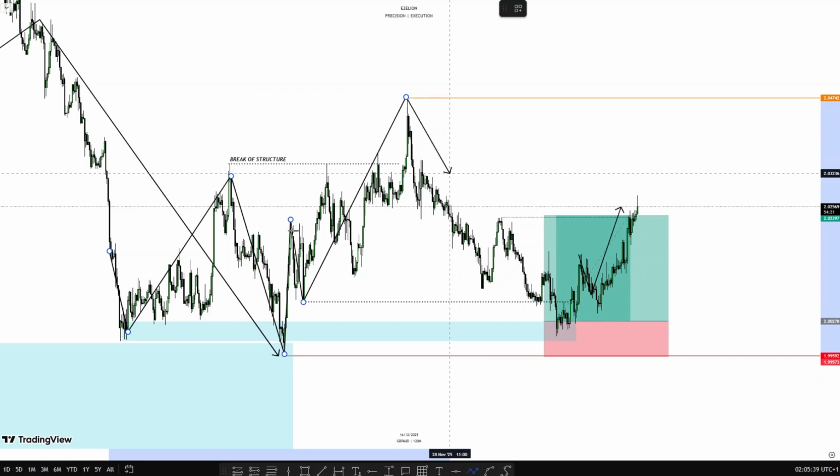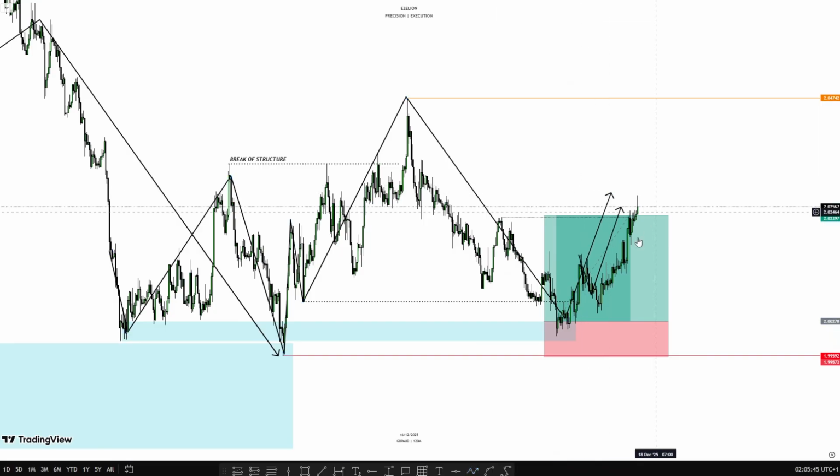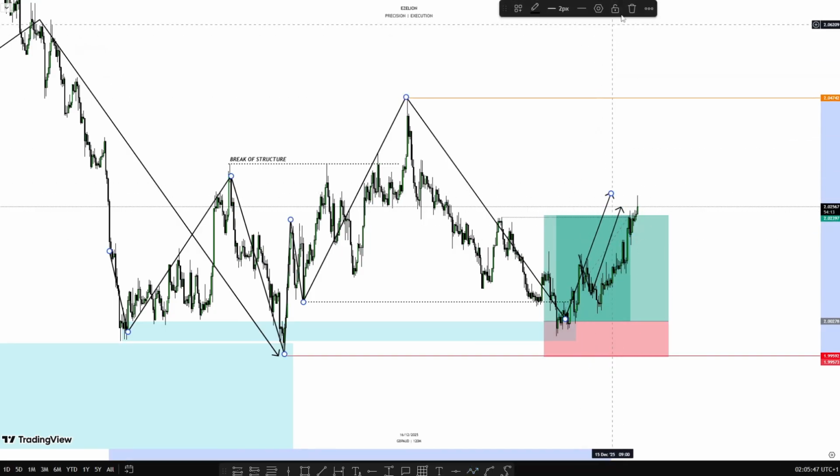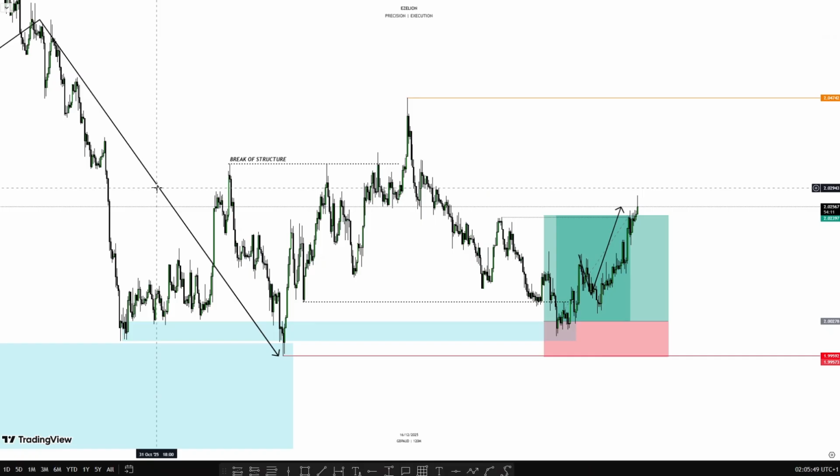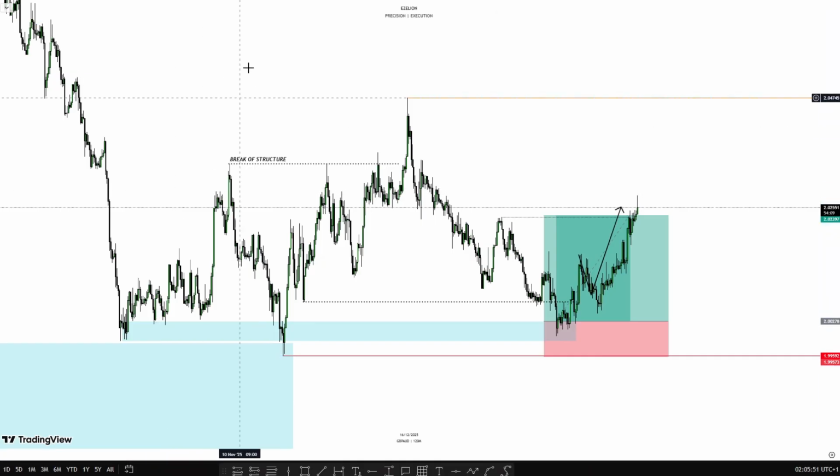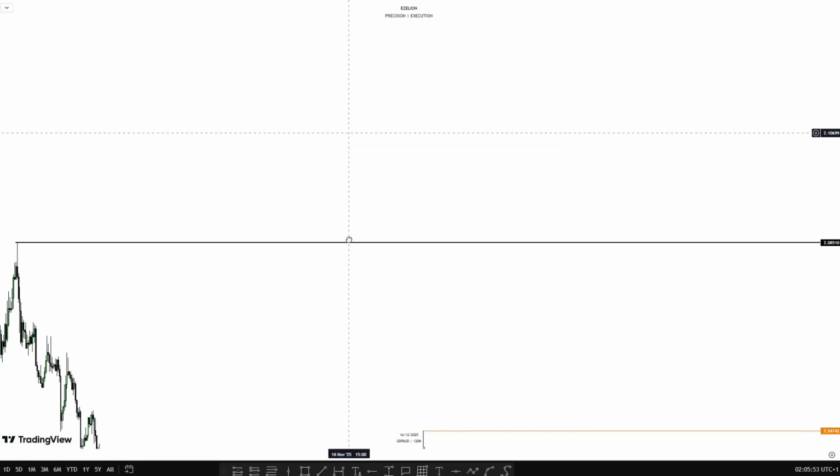Okay, so now let me explain this and finish. We saw our liquidity, we placed our limit order at this point and took our trade out. You can see nothing more, nothing less. We have a fixed take profit. So this is what I'm trying to explain to you guys about break of structure and market structure shift.